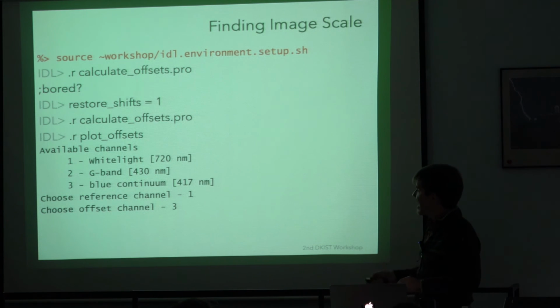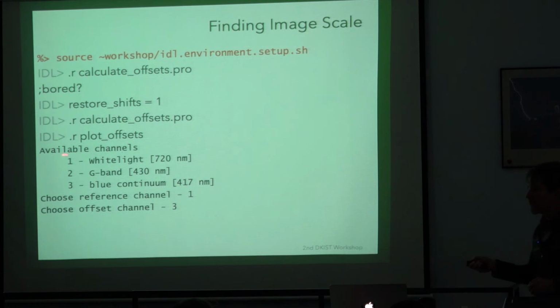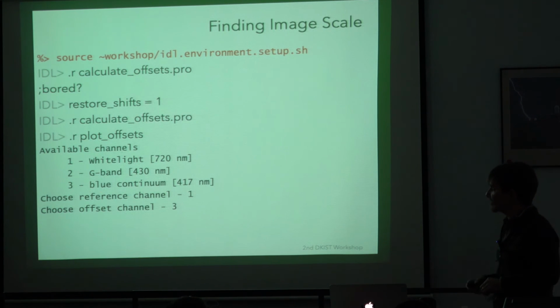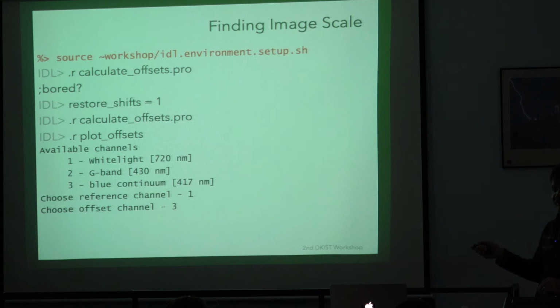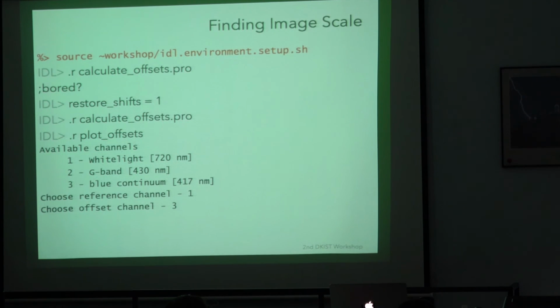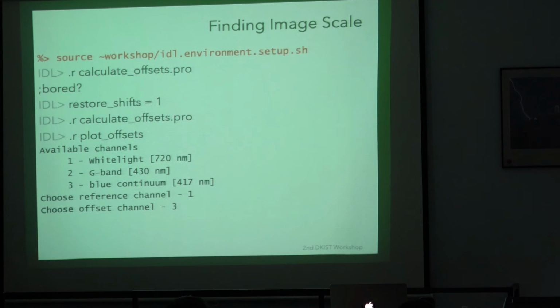And then once you do that, there's another program here called plot offsets, which will allow you to choose between any two of these channels. We'll heckle you if you choose something that's not on that list. And it will then plot the offsets in the east-west. When we do those offsets between the two images, they're lined up with solar north, so we have an east-west and a north-south offset. And so we can plot both of those.